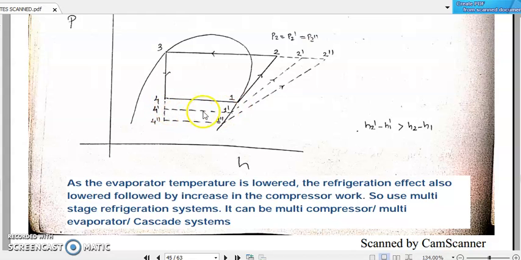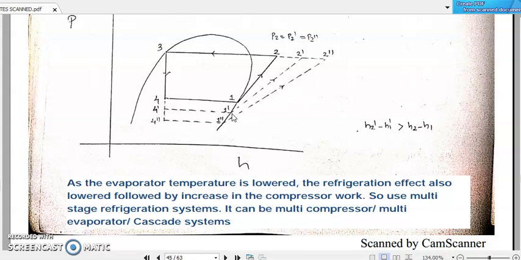So, here is another dotted line. The first dotted line below the 4-1 line is 4'-1'. So 4'-1' is the new evaporator temperature or the evaporator pressure line, lower than the standard vapor compression system evaporator temperature. 4'-1' is the new evaporator temperature.